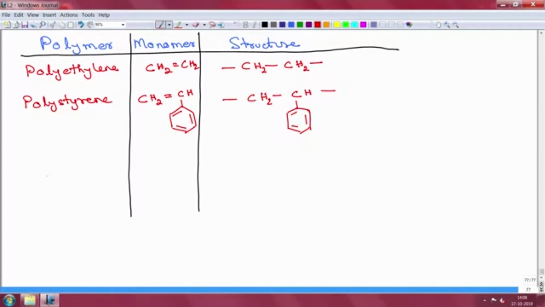Another one is called polyacrylamide. And here your X takes on the value CONH2. So, this is CONH2, and the structure looks like the following.